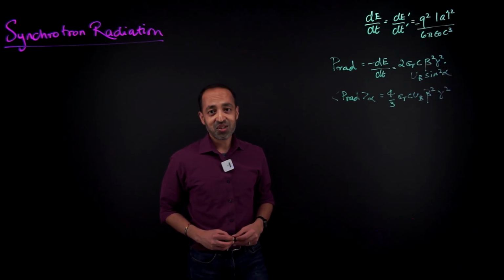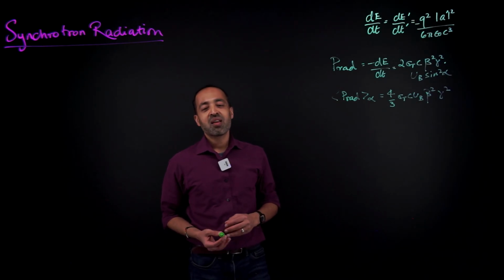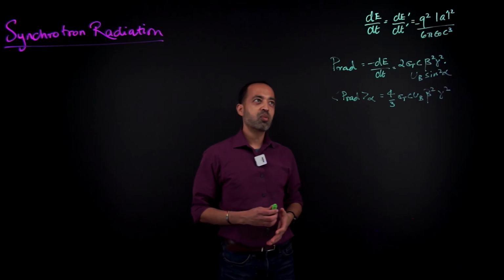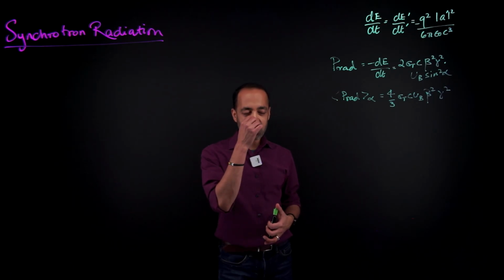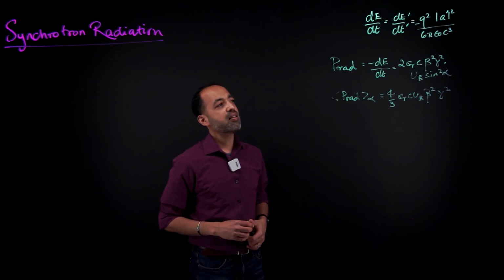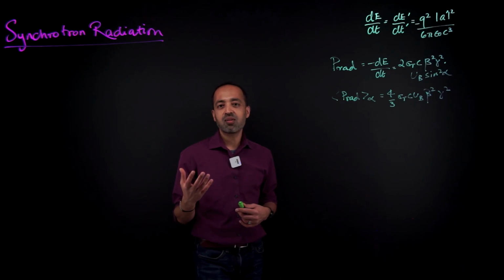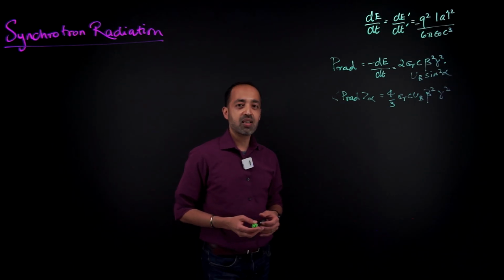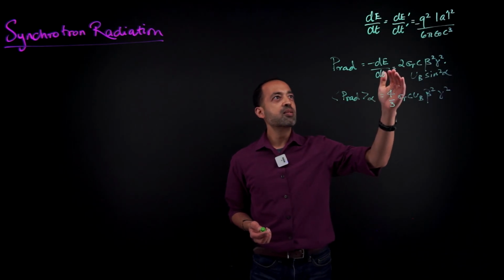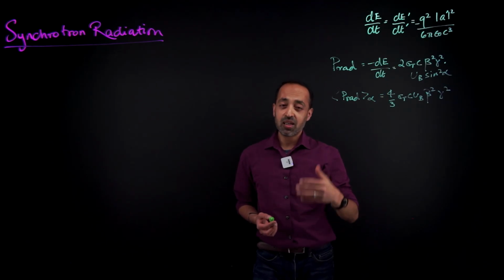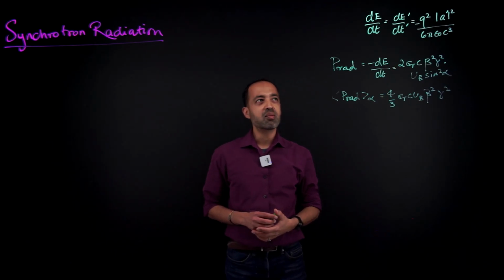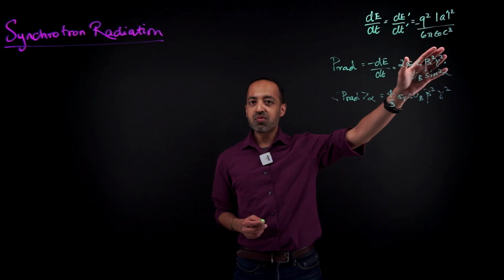Right, welcome back to a discussion of synchrotron radiation, wherein we've looked at the dynamics of a single charged particle in a magnetic field, and then we have looked at the radiation power that we get out. So what we did last time, in the previous video, is we wrote down the radiation power, the energy loss rate of a charged particle in a magnetic field. We simply used Larmor's formula for that.